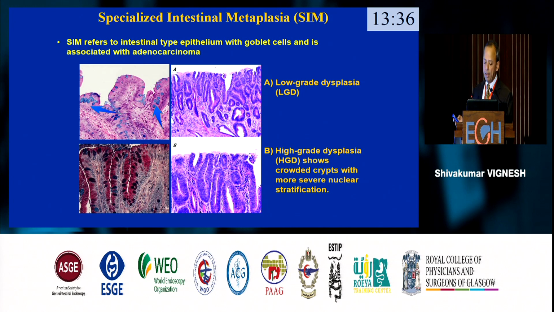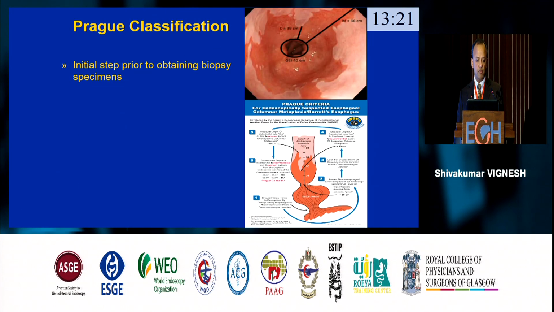And just some examples of the low-grade and high-grade dysplasia with the crowding of the cells in the crypts, nuclear stratification, and there are many changes, and this is more exaggerated in high-grade. You do need 2 expert pathologists to confirm this, but of course we have to be aware of these findings.